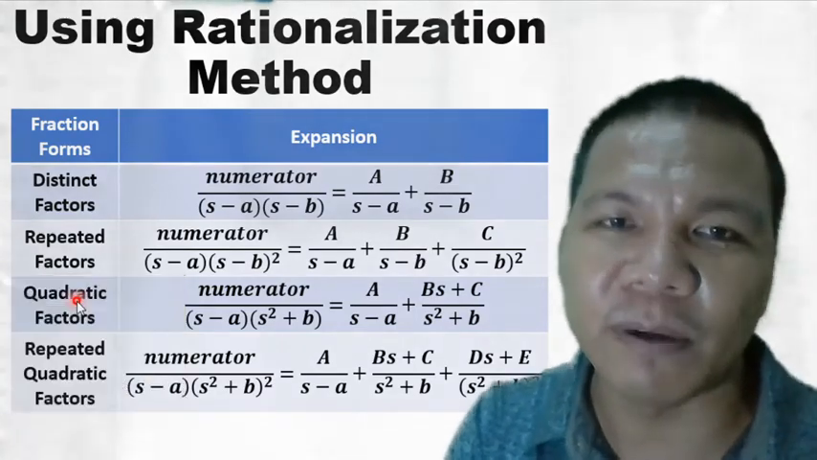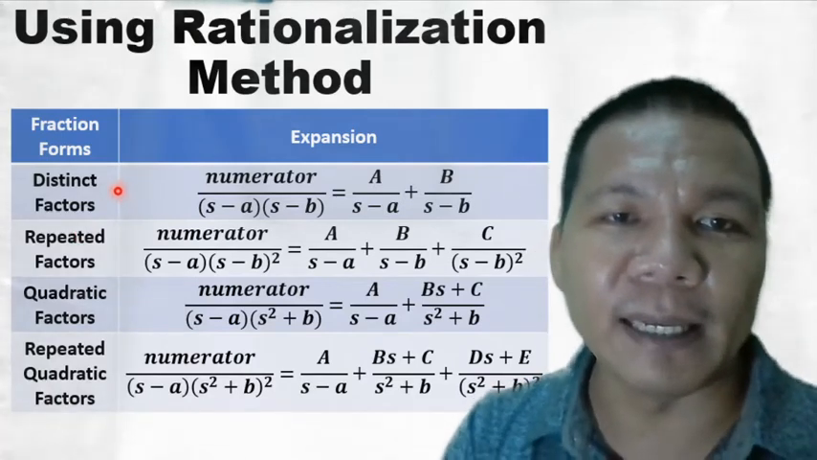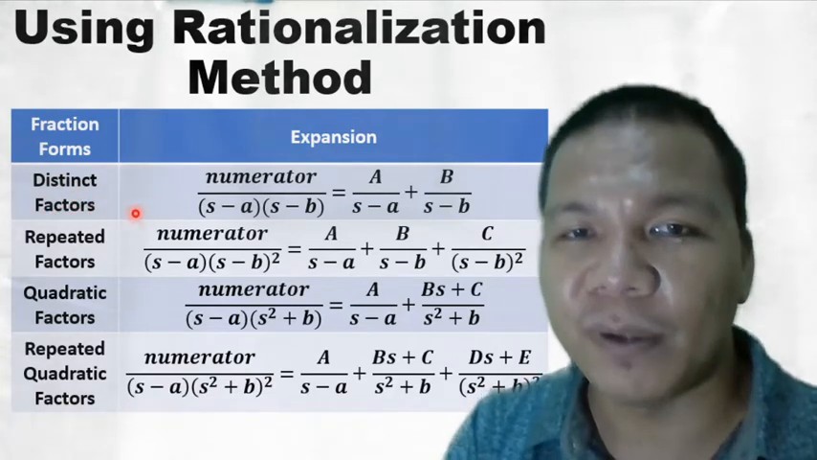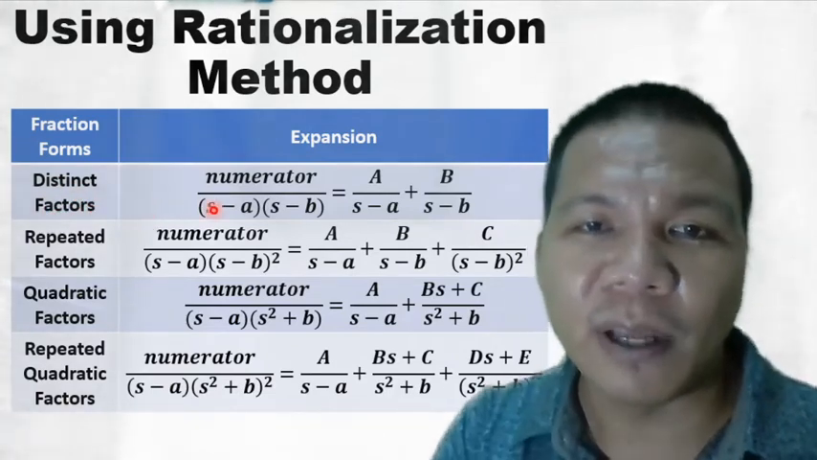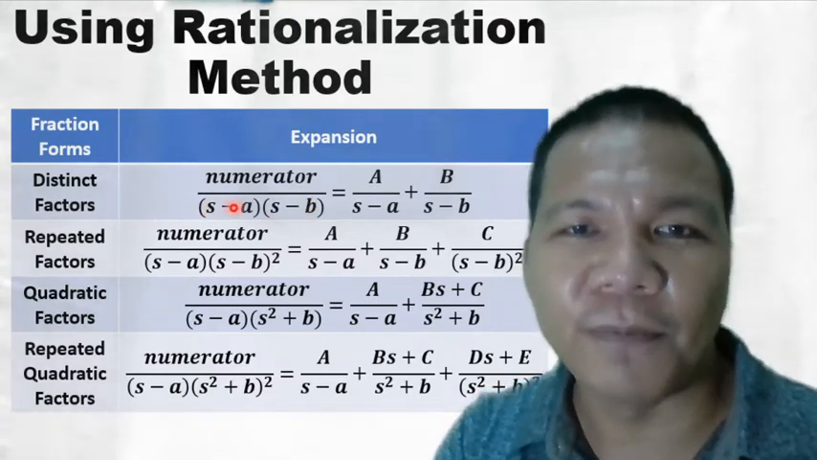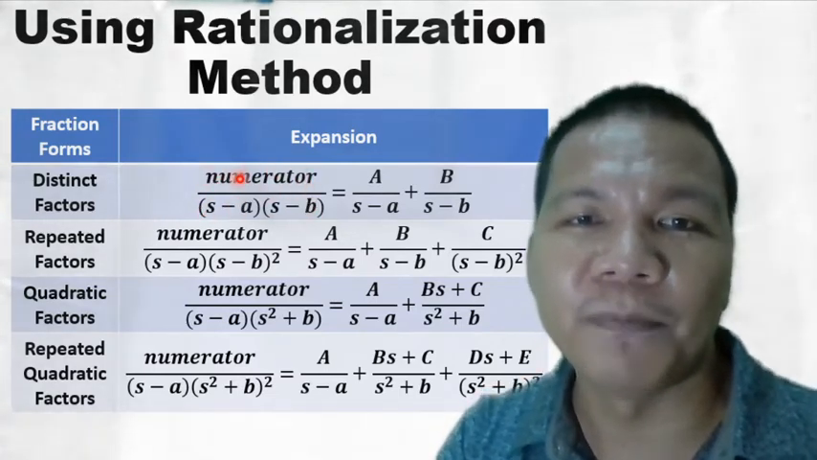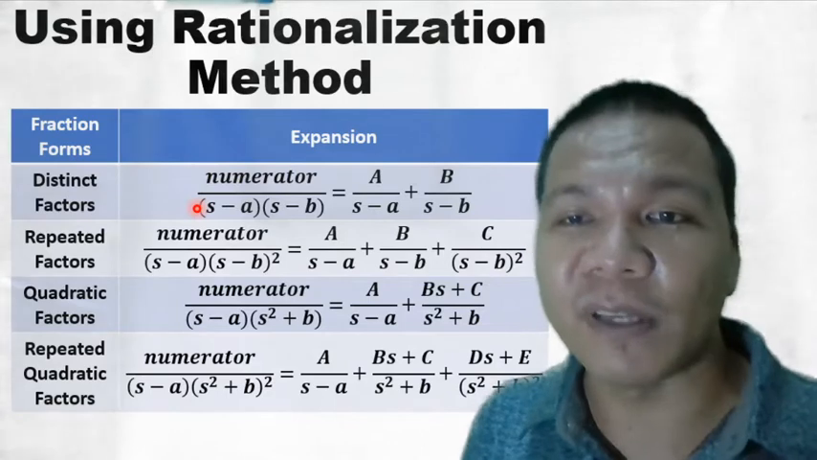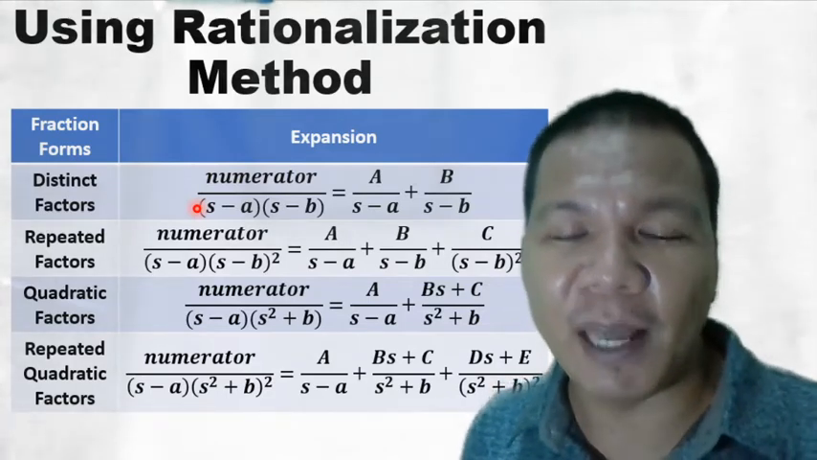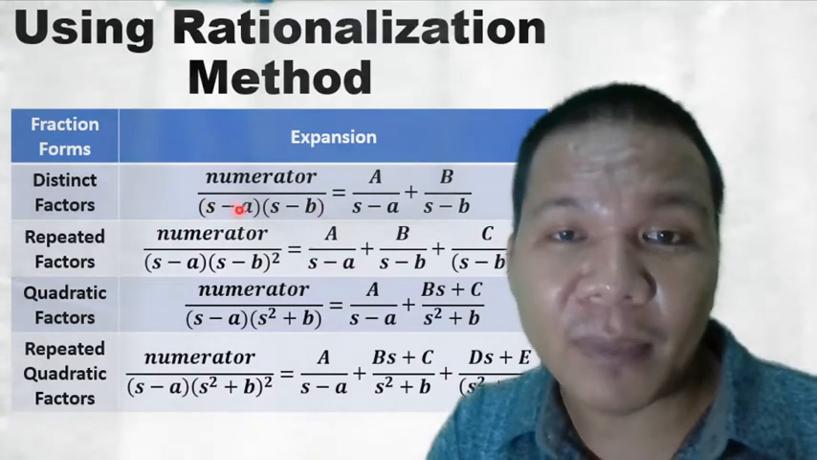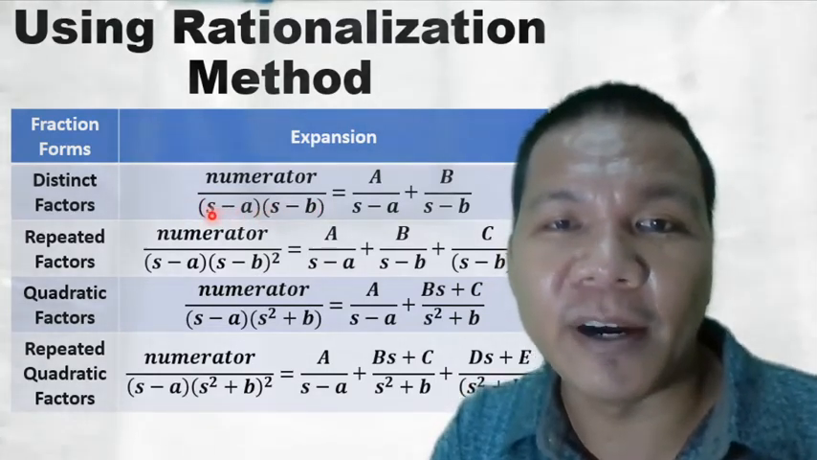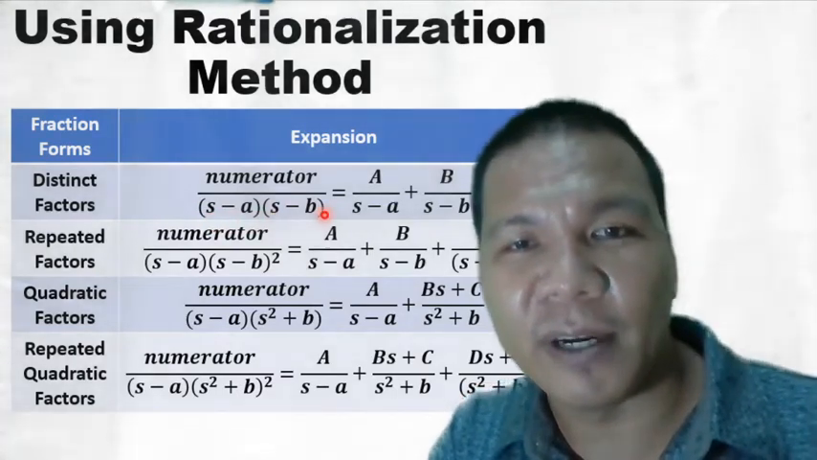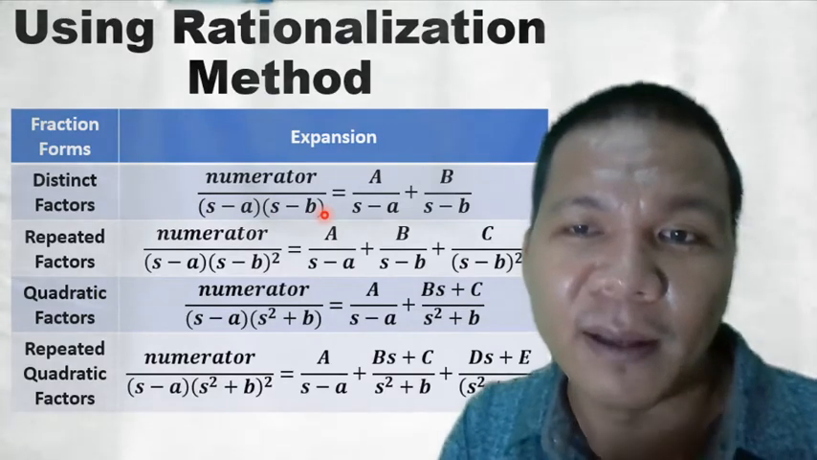I will be using my laser pointer here. For the distinct linear factor, that is the factor of your denominator. I did not write the numerator here. In your partial fraction expansion, you are actually focusing on the factors of your denominator. In this form, the factors are linear and distinct. s minus a is linear, s minus b is linear. When we say distinct, they are different.